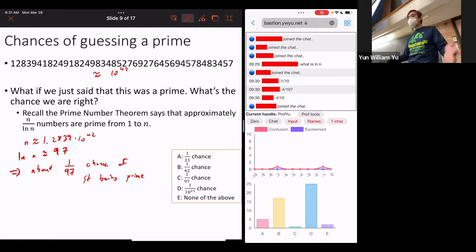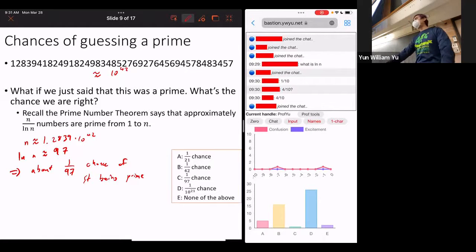But it's not terrible, because that means that if I pick, say, 100 random numbers between 1 and 10 to the 42, chances are that one of them is prime. So if I just need to find a prime number, and let's say you're taking a test, and the test is, give a prime number, you're allowed 100 guesses. Well, chances are that you would succeed in getting a prime number by just picking 100 random numbers.